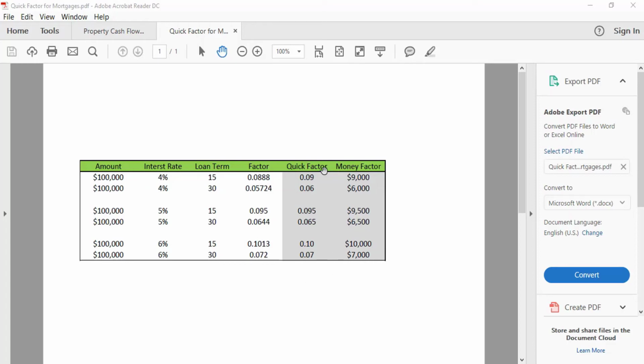So these are just quick factors to help you do those quick analyses of different properties that you're considering purchasing, rather than having to sit down and do a formal spreadsheet and a real calculator if you don't have that kind of time.